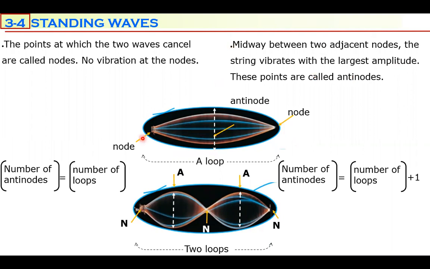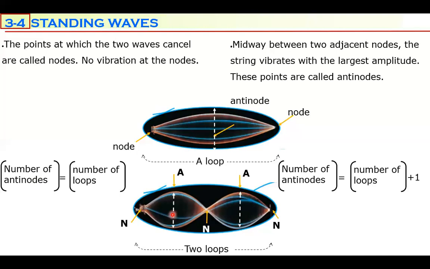And this is called one loop. That shape is called one loop. Sometimes it goes like this, then going like this, down, and not shifting. Continuously it is doing this, up and down, up and down. So this is one loop. And the number of antinodes and the number of loops are equal. One antinode, one loop. Two loops, two antinodes.